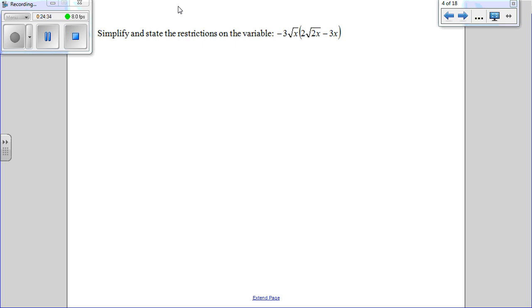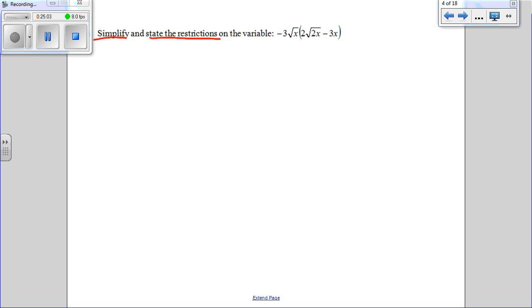Simplify and state the restrictions on the variable. Simplifying has to happen after you state the restrictions. So restrictions are the first thing that you do. Remember, restrictions are things that variables are not allowed to equal. In math, you're not allowed to square root negative numbers. So that's why you end up with restriction.